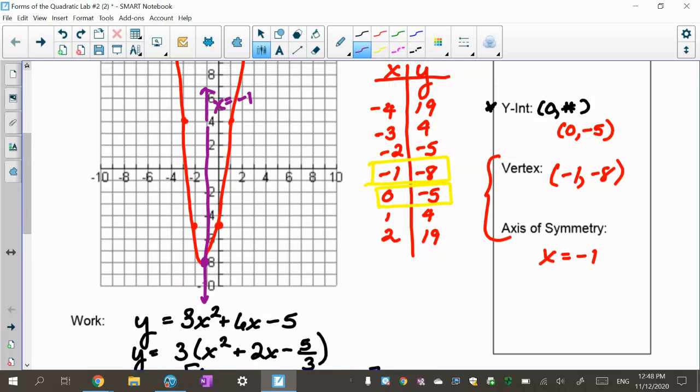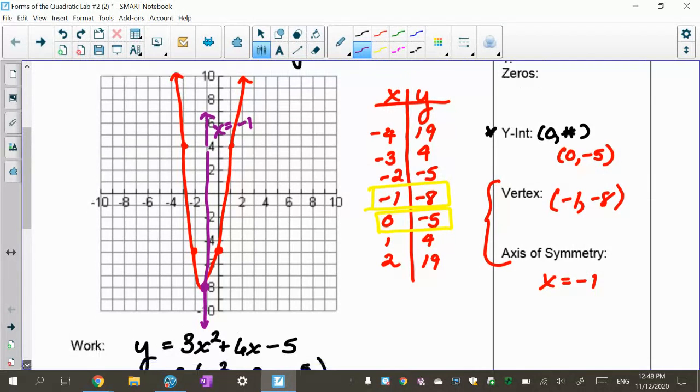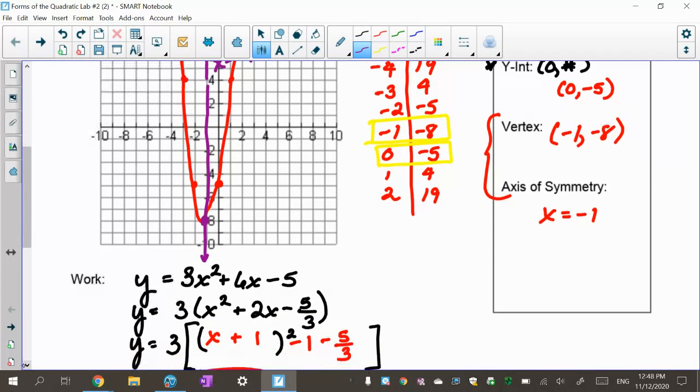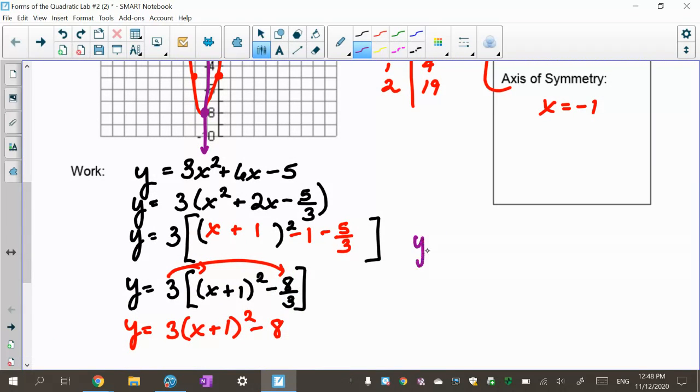Now the next thing I want to do is find the zeros. So I have to take my formula that I had here, and I'm going to put it equal to 0. So I'm going to do this over here at the side. We're going to make y 0. So we're going to put a 0 right here for y. So it's going to be 3x squared plus 6x minus 5 equals 0.